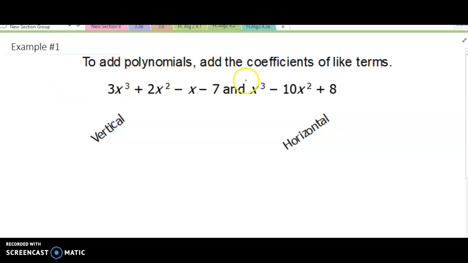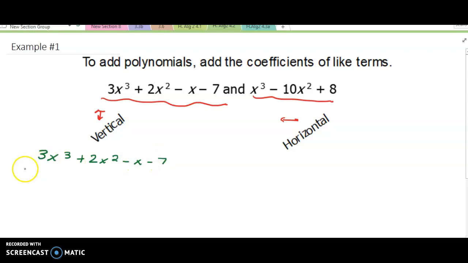Okay, so we can add two polynomials, so we're adding this one and this one, and we can add them both vertically or horizontally. Now remember, vertically is up and down, and horizontally is side to side. So if we look at this vertically, I can just write this as 3x cubed plus 2x squared minus x minus 7, and then I could add, remember we're going up and down, x cubed minus 10x squared, and there is no coefficient in x, so you could either write plus 0x or just leave it blank, and then plus an 8. And I like to try to keep these lined up.